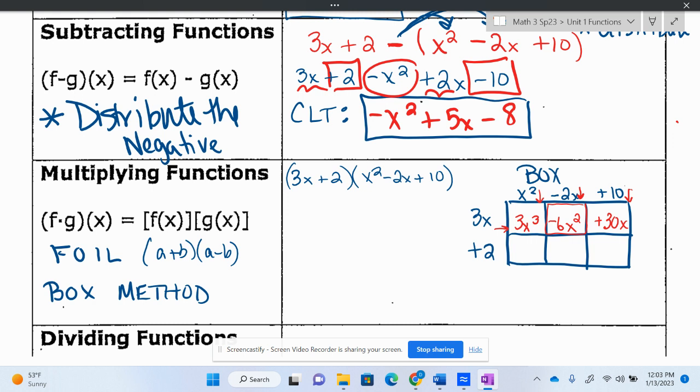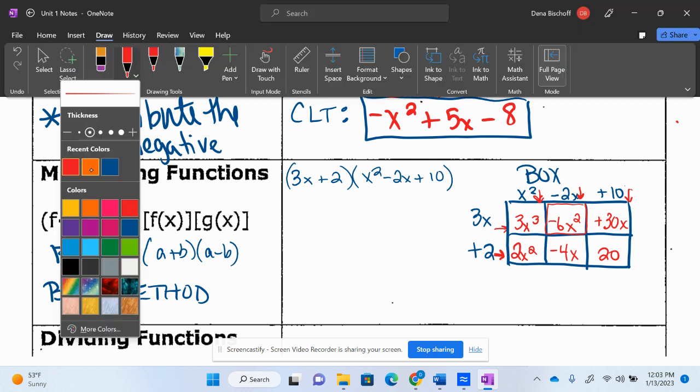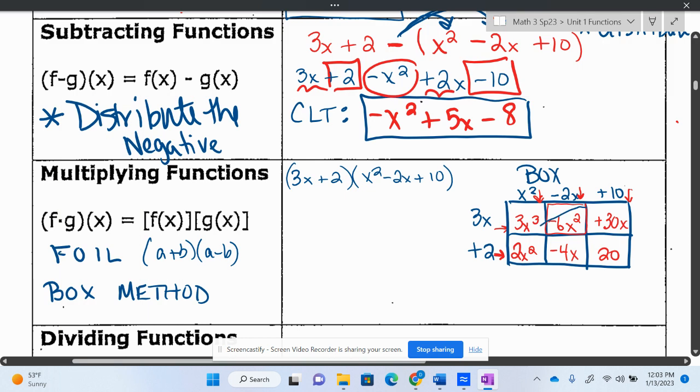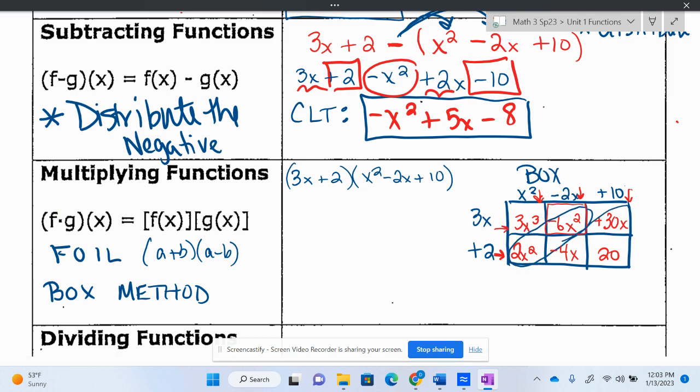And now I'm going to move to the next row. So for this row, to get this box, I have to take x squared times 2, and that gives me 2x squared. And then I have to take negative 2x times 2, and lastly, 2 times 10, which is 20. Now, if we've done our box correctly, we should have something really cool that helps us combine our like terms, because the terms that lie across the diagonals should be able to be combined.